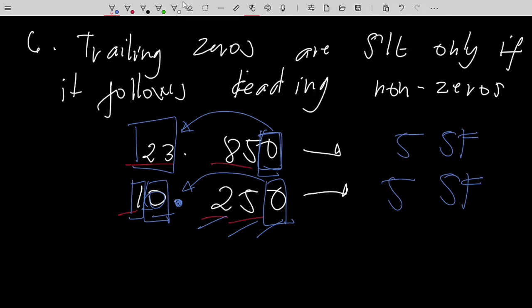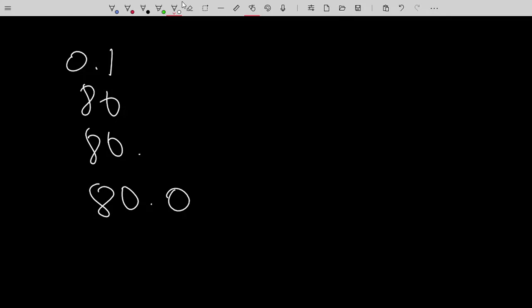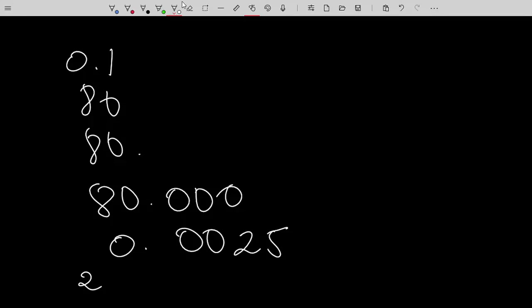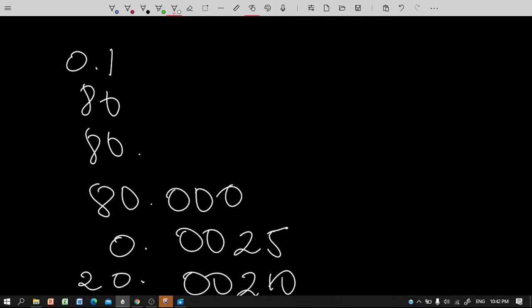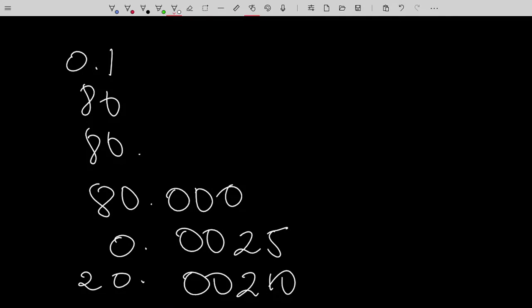But before we end this one, we will first have another set of examples. So we have values like 0.1, 80, 80 with a decimal point, 80.000, 0.0025, and 20.00210. Now let's identify and count all the significant figures.